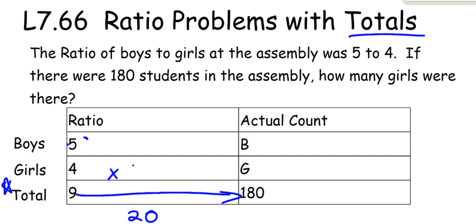So if I take 4 times 20, I should know how many girls there are. And 4 times 20, of course, is 80, which means there are 100 boys. But we don't need to know about the boys. We just need to know about the girls. Because that's all the question asks for.